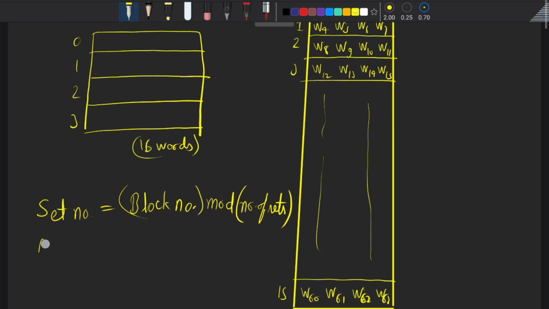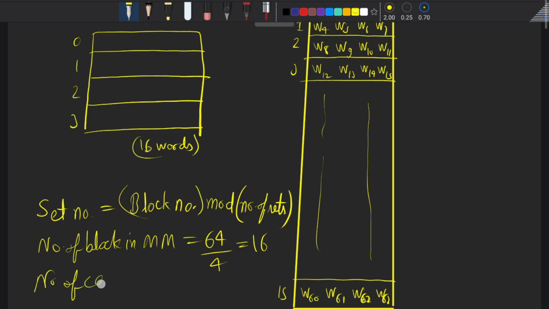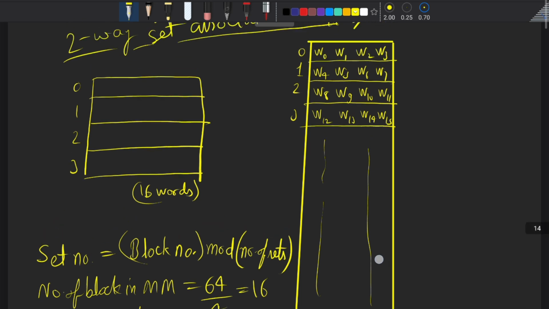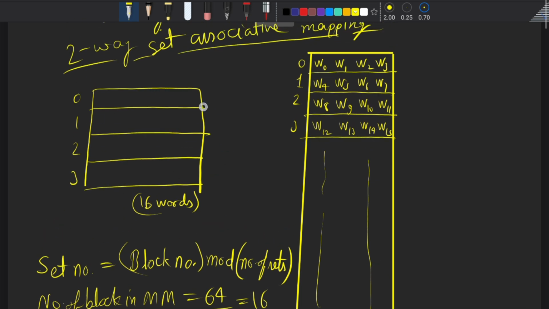So the number of blocks in main memory is simply equal to 64 divided by 4, which is 16, and the number of cache lines is equal to 16 divided by 4, which is of course the block size, that is 4. So here we will be dividing our cache memory in two parts.